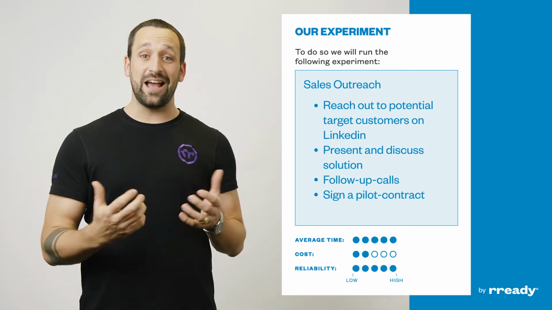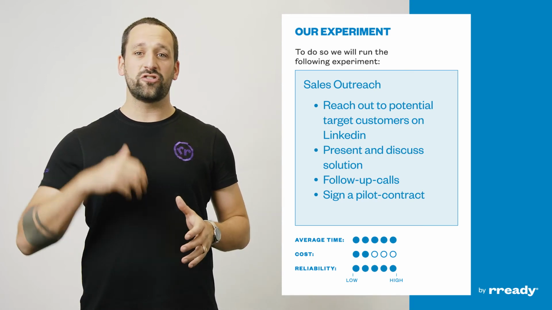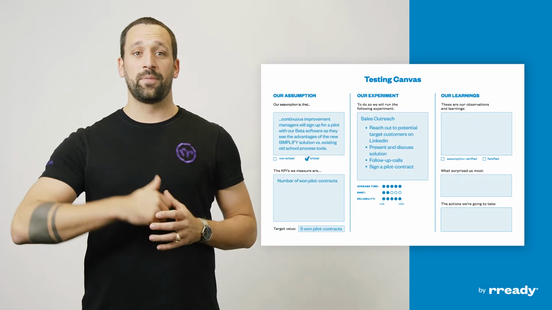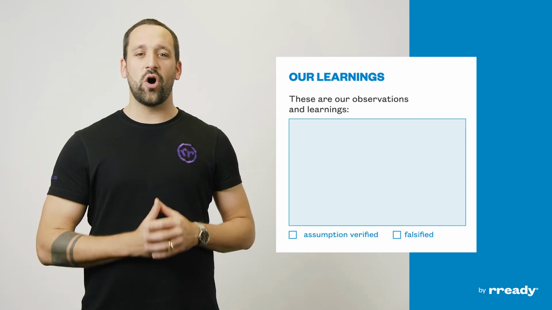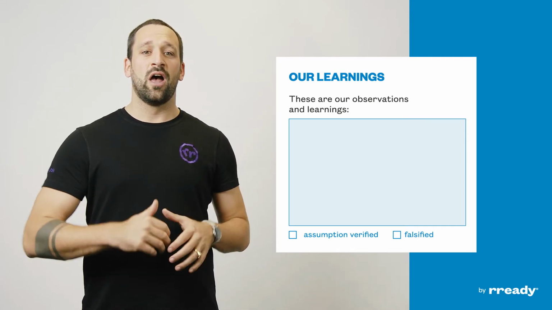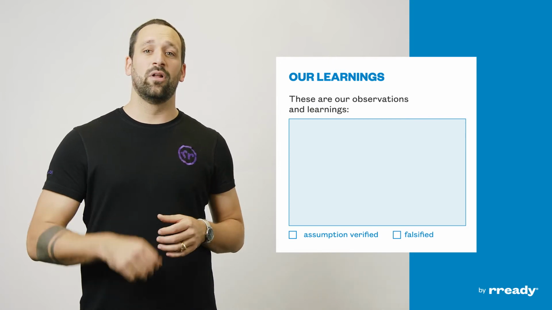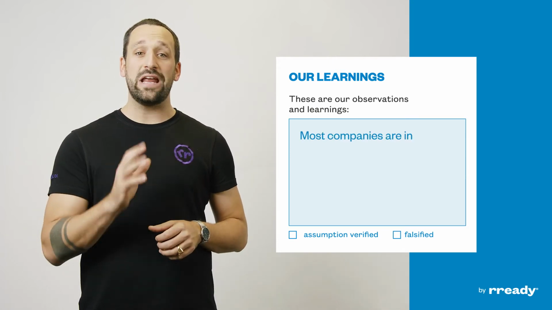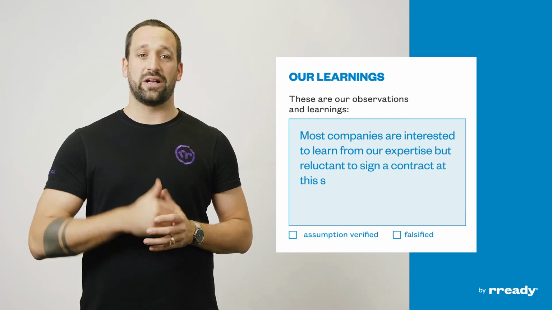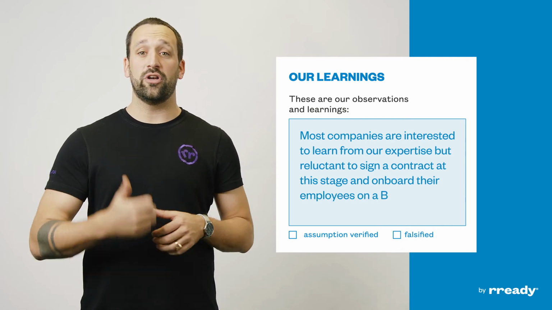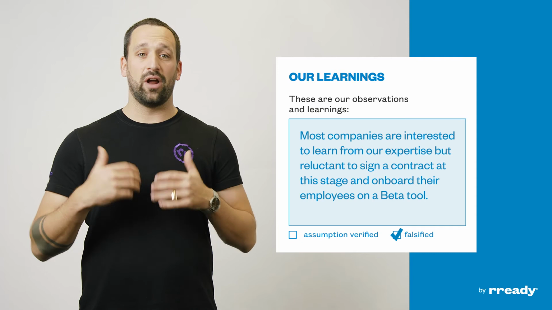So we have defined our assumption and the relevant KPIs. Let's assume we have also run the experiment. Now we can use the testing canvas to record our learnings. To do so, we note down our observations and choose whether our assumptions have been verified or disproved. In this example, we observe that most companies are interested to learn from our expertise, but reluctant to sign a contract at this stage and onboard their employees on a beta tool.